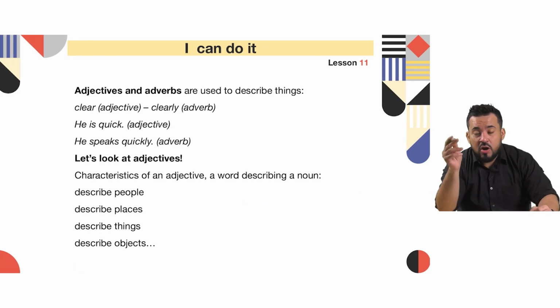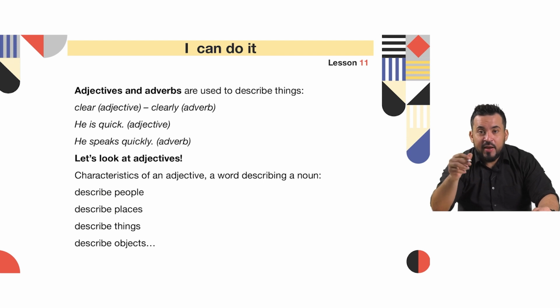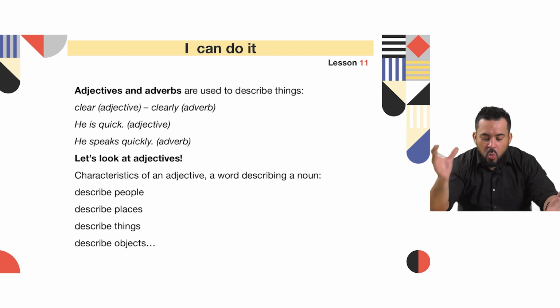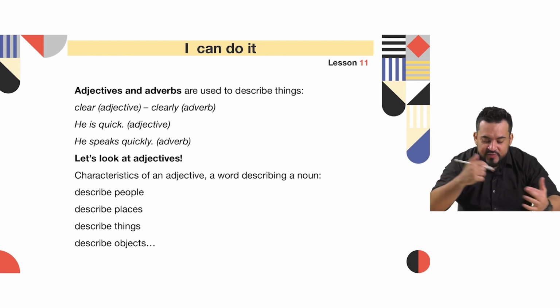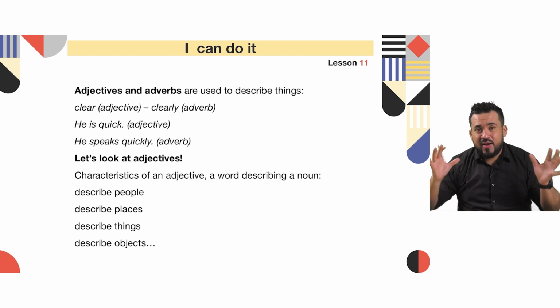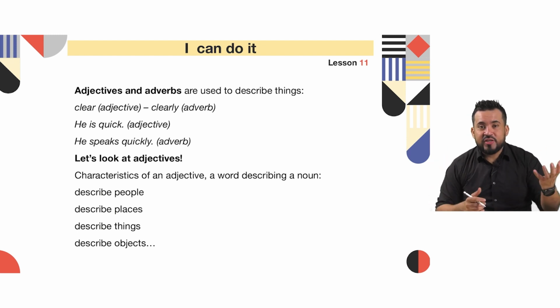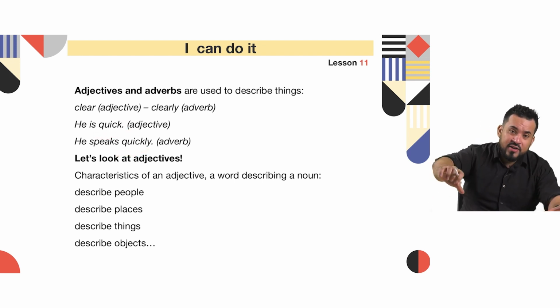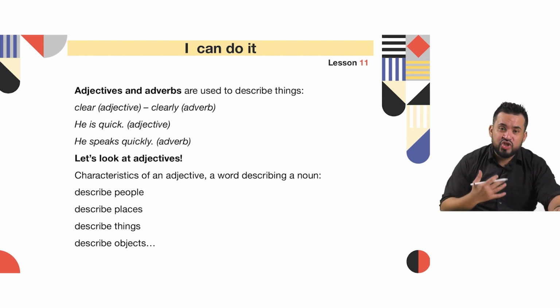Let's talk about adjectives and adverbs now. Now, adjectives and adverbs are different. What is the difference between adjectives and adverbs? Normally, regular adverbs are adjectives that we add ly to. So clear will become clearly. Quick will become quickly. Okay? Those are normal adjectives and adverbs. Those are the regular ones. We just add ly. But they're not all like that.